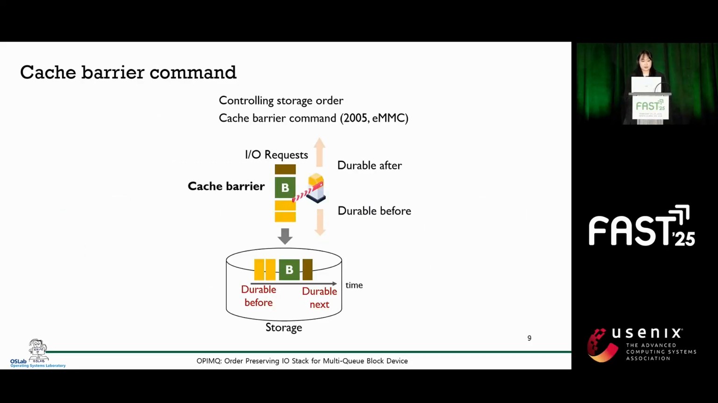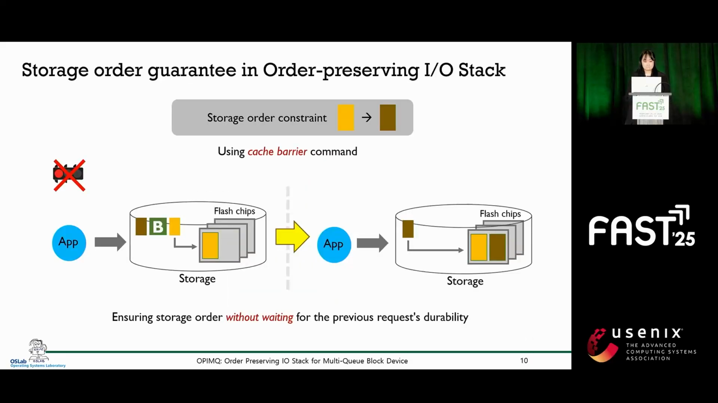The cache barrier command offers a more efficient way to enforce storage order. First introduced in 2005 as part of eMMC storage, the cache barrier command guarantees that writes become durable in order. With a cache barrier, even if writes are dispatched sequentially, following writes cannot become durable until all preceding writes are fully persisted. This prevents out-of-order durability, reducing the need for applications to enforce storage order manually.